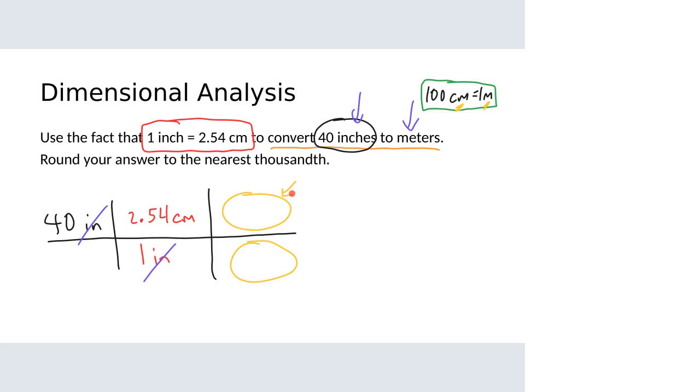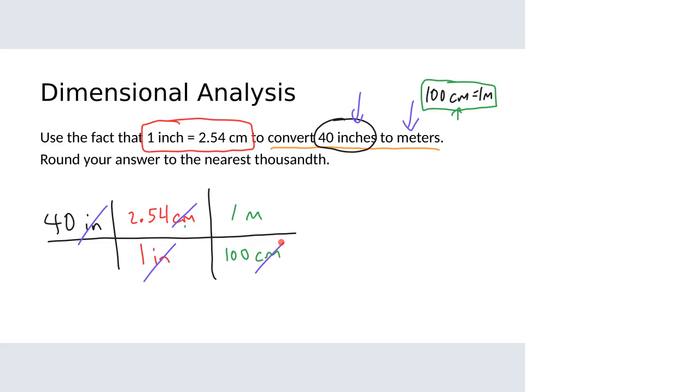Very good, Natalie. Great, excellent. I'm excited to see this. Sometimes these give students trouble. I get a sense that we're doing pretty well with this, and that's awesome. Where my focus goes is I need centimeters to go away, so I need to put 100 centimeters on the bottom. And then by default, the 1 meter goes on top. Once I've done that, I've got centimeters on top and centimeters on the bottom, and those cancel.